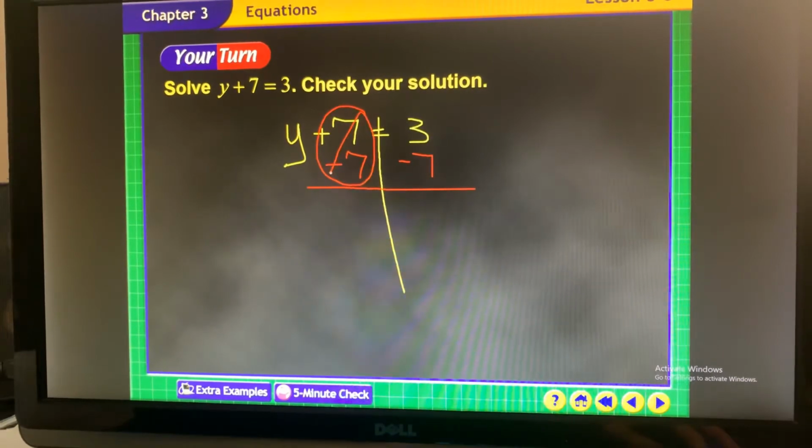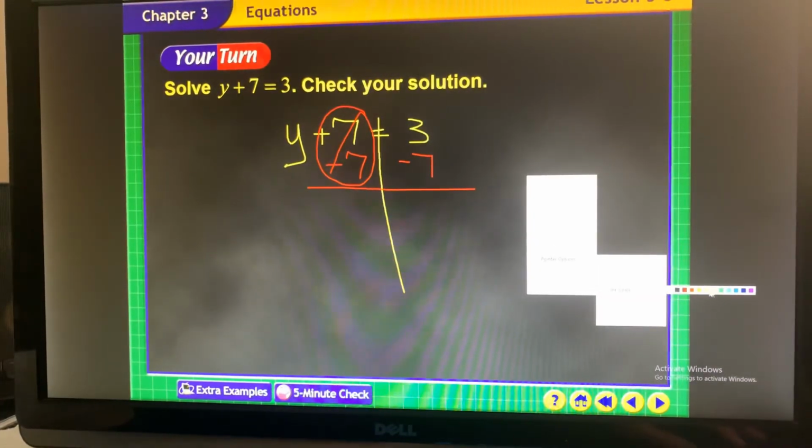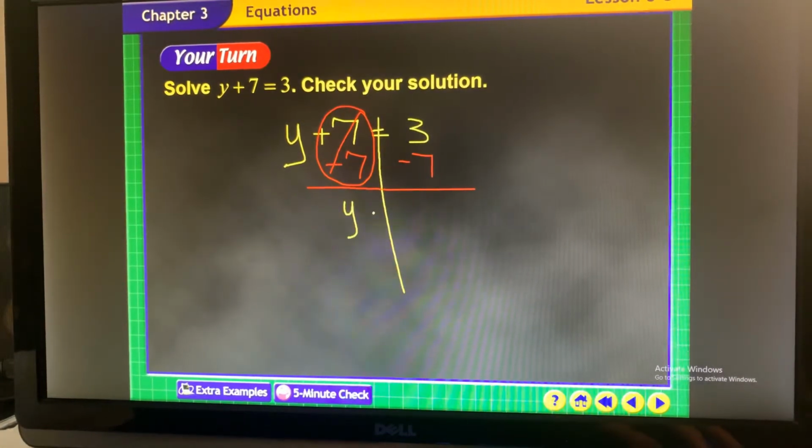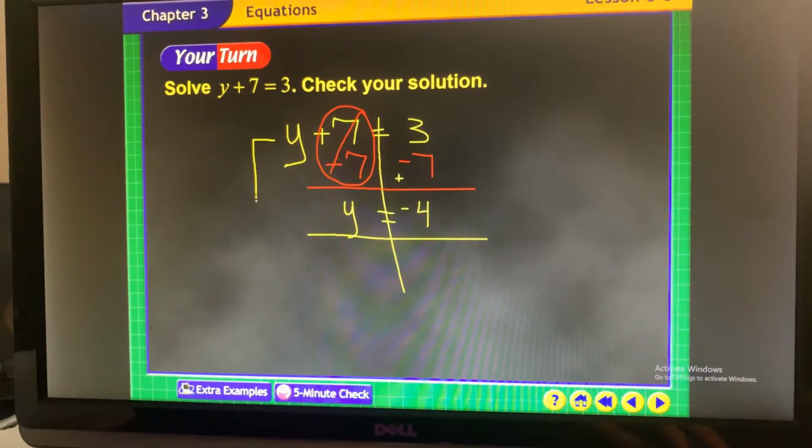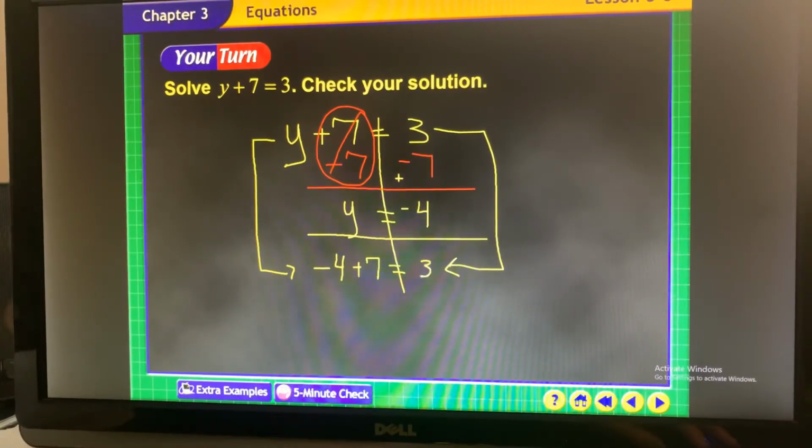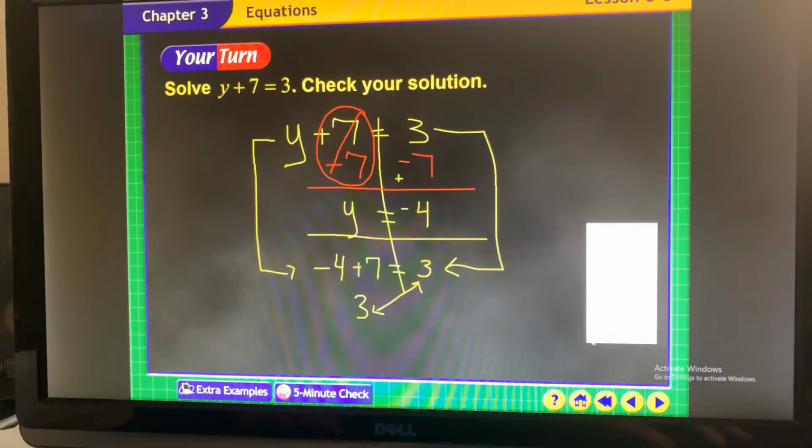7 plus negative 7 makes 0. Then I'm left with y is equal to, always addition. Remember, different signs you subtract, and you have more negatives. Then you're going to substitute. You're going to drop this equation down right here, but instead of y, you're going to write negative 4. And you're going to drop down that 3 right there. And then you're going to do the math. Negative 4 plus 7, yep, it equals 3. It checks. Feel free to pause it, study those steps, make sure you can do them.